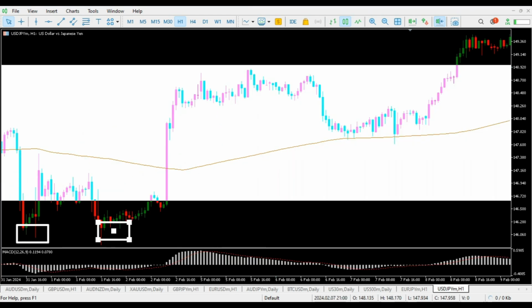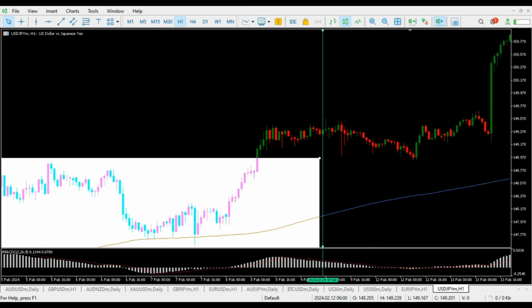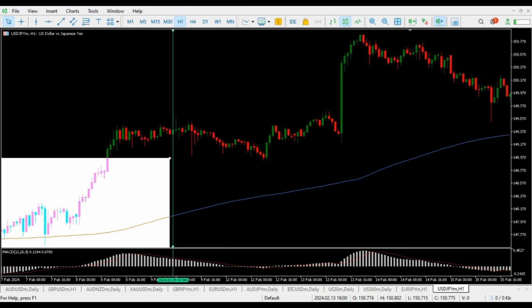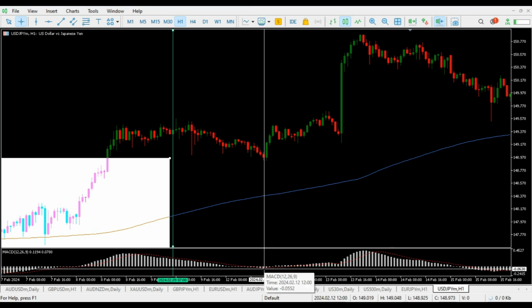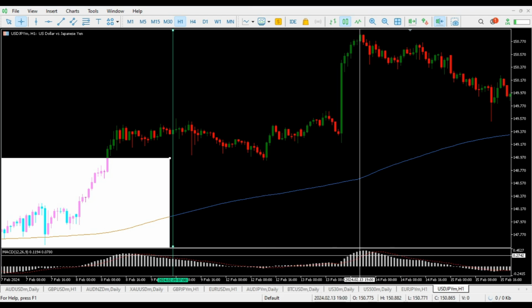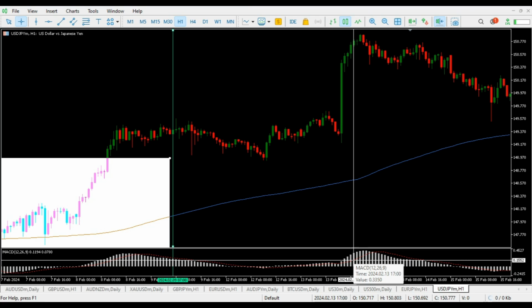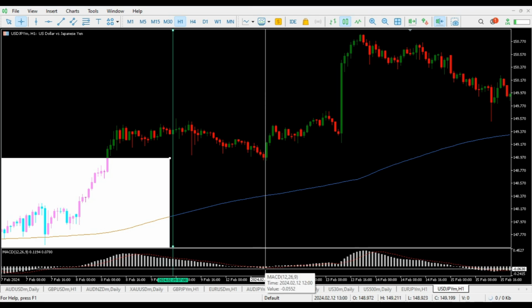we're going to look closely at the MACD. The MACD down here crossed below. It turned out to be negative. When the MACD is up, it is positive. When the MACD is down, it counts as negative. When the MACD crosses below the zero line, it is negative.